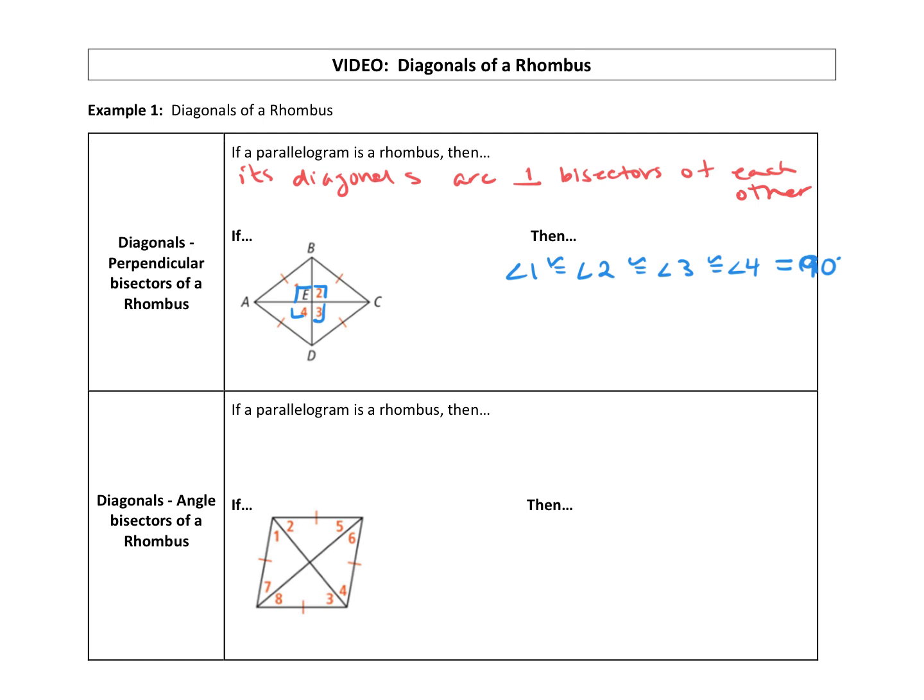diagonals meet, but they also bisect each other. That means that each diagonal is getting cut in half. So AE will be congruent to CE. And then if we look back at the picture, BE will be congruent to DE. So if you have a rhombus, the diagonals are perpendicular bisectors of each other.